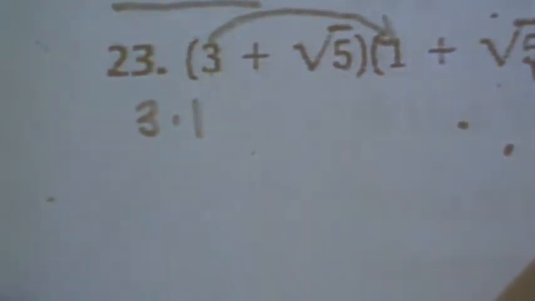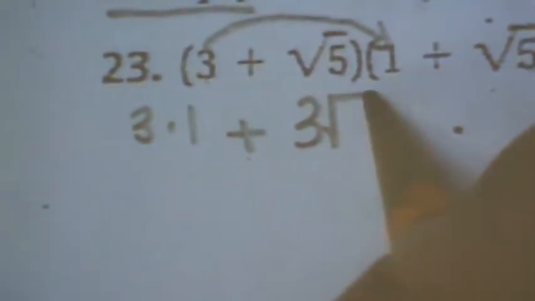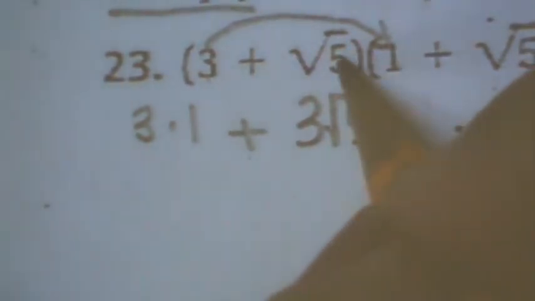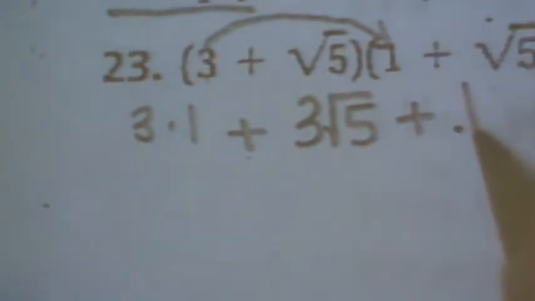Okay, 6 more and we're done. What are we asking you to do in this problem? Multiply. So what are you gonna do? 3 times 3 plus 3 times 1 times root 5, minus 1 times root 5. You're foiling. And root 5 times root 5.